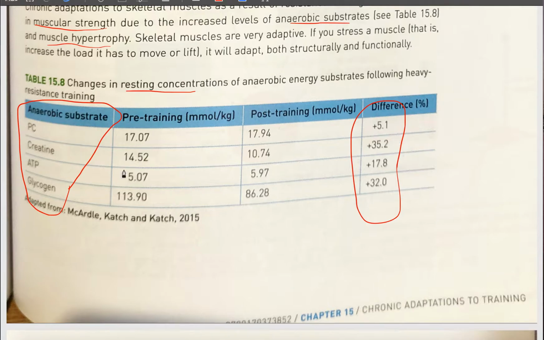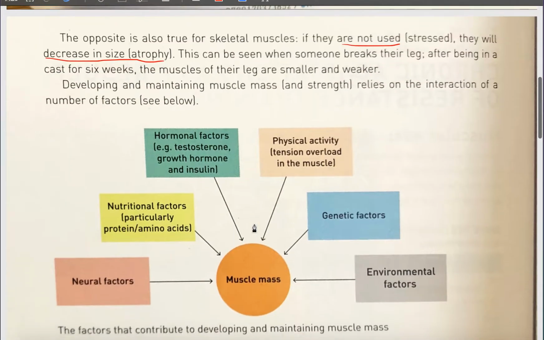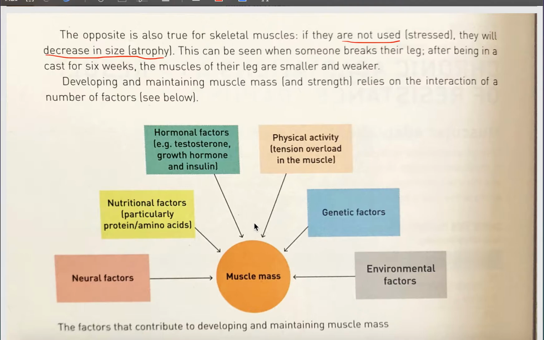And you can see that the amount of loose creatine and the amount of glycogen and the amount of stored ATP ready to go inside the muscle has increased by 35, 32, and 17.8% with heavy resistance training. So there's a huge amount of anaerobic substrates that are sitting in that muscle ready to go after someone's completed a resistance training program.